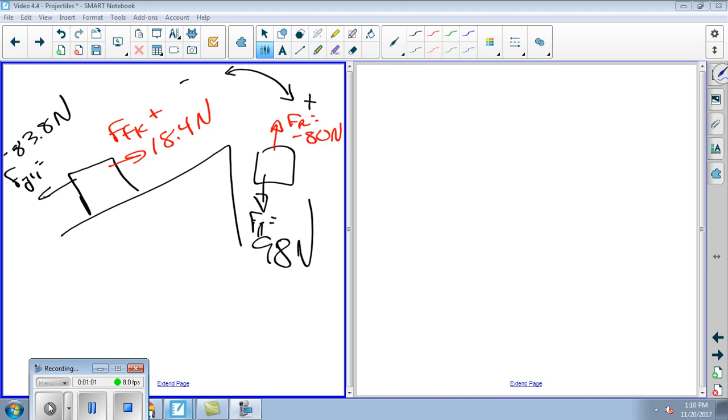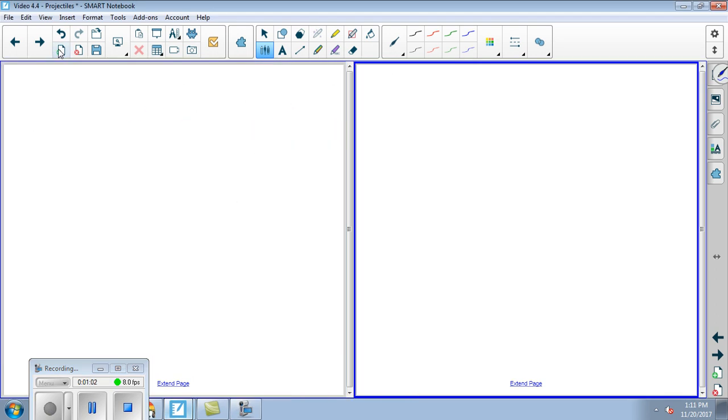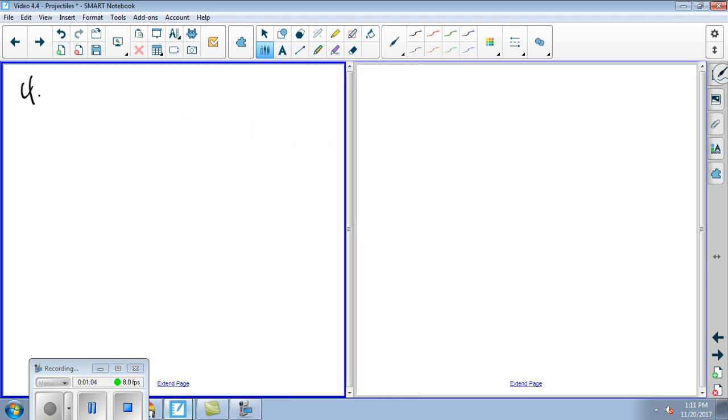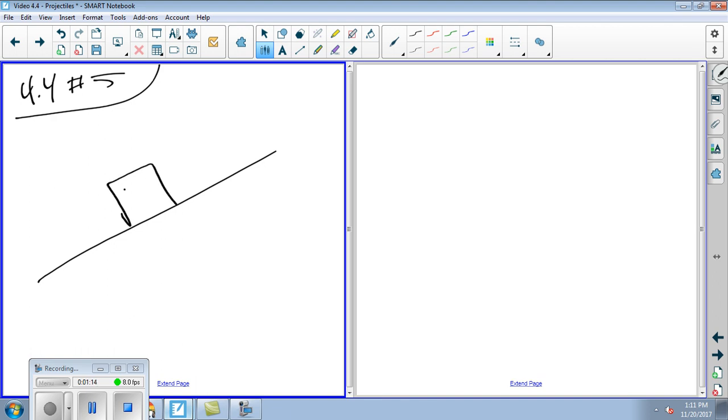So for number 5, here's the deal then. What do we got? 4.4, number 5. All right, so this whole problem is about a box. I think it's a 45 kilogram box sitting on an inclined plane, right? So is everybody good with the fact that you have to find your force of gravity and then find your parallel and perpendicular components? Can I just kind of gloss through that? Is everybody okay up to there?